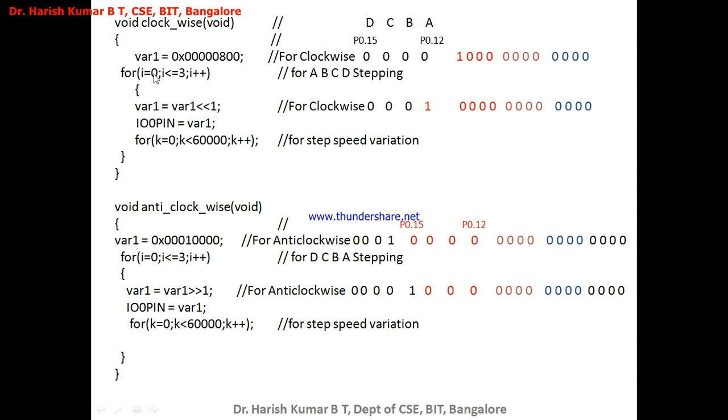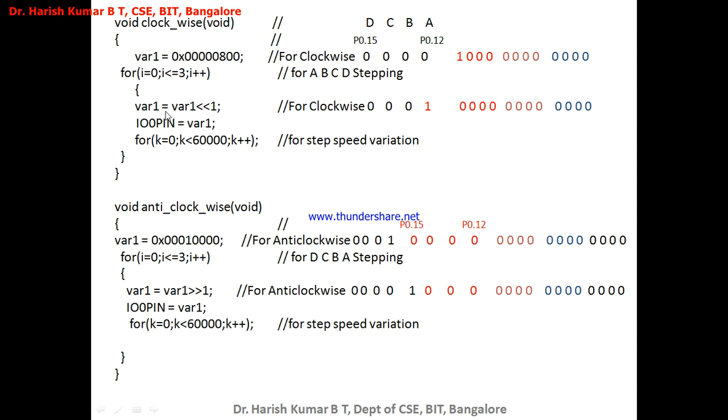And next, for i equal to 0, i less than or equal to 3, 0 to 3, that is 0, 1, 2, 3, 4 times. Now this loop will repeat. Why 4 times only? Because A, B, C, D. I have 4 poles. I have to repeat this for all the 4 poles.